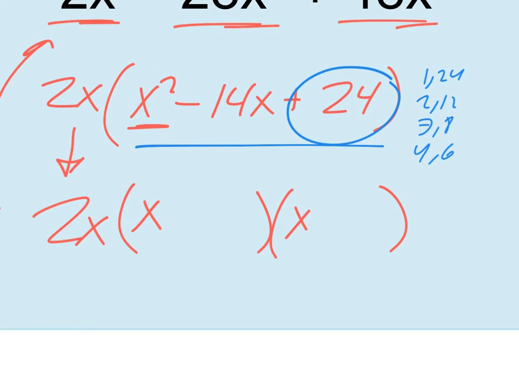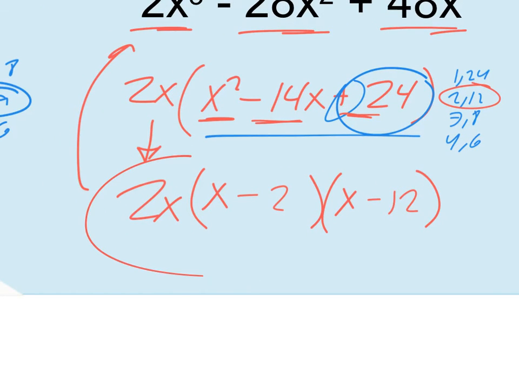Bunch of different combinations. The positive sign here tells me that the signs are going to be the same for both my binomials. And since I need to get to negative 14, that means both the signs must be negative, adding 2 negatives together to get to negative 14, since the signs have to be the same. So 2 factors that add together to be 14, I believe that's going to be 2 and 12. So there's me factoring that trinomial. I get all the way down to 2x times the binomial x minus 2 times the binomial x minus 12.